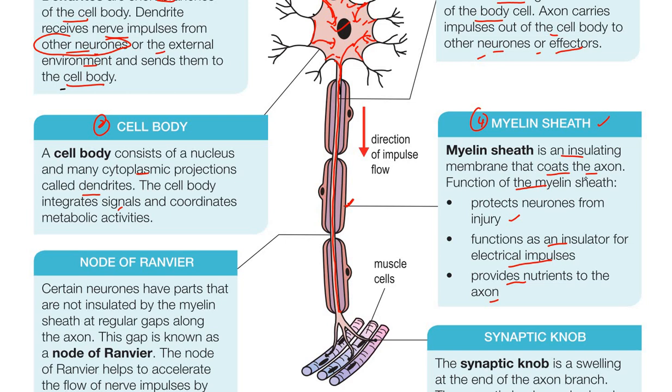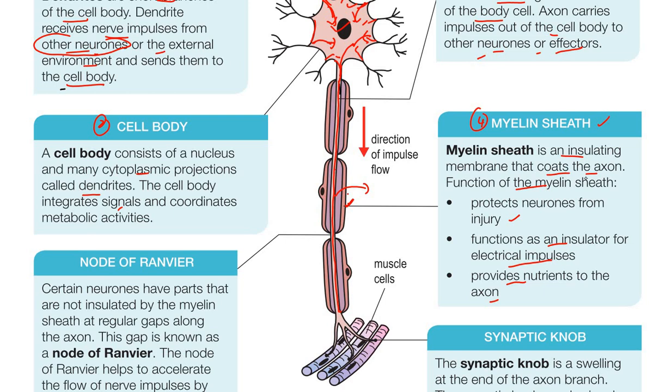And then it functions as an insulator for electrical impulse because the nerve impulse is in the form of electrical. So this insulator is here to make sure that the impulse does not flow out from the neurons. So that's why we have this myelin sheath.